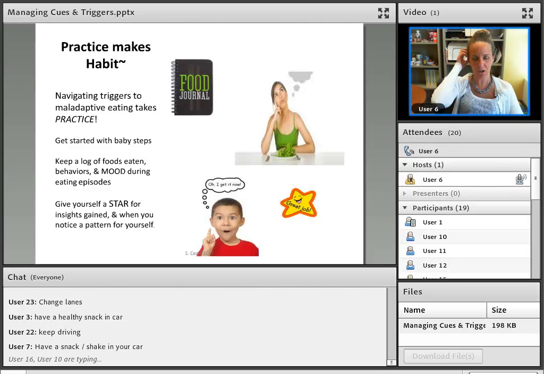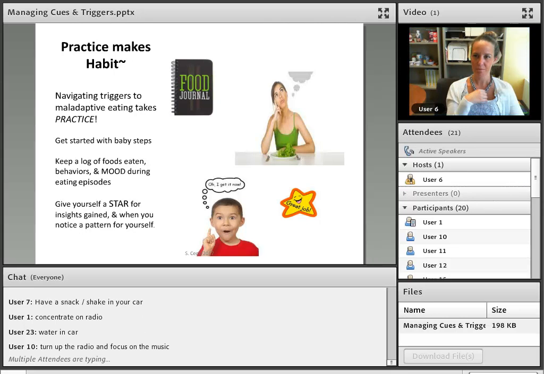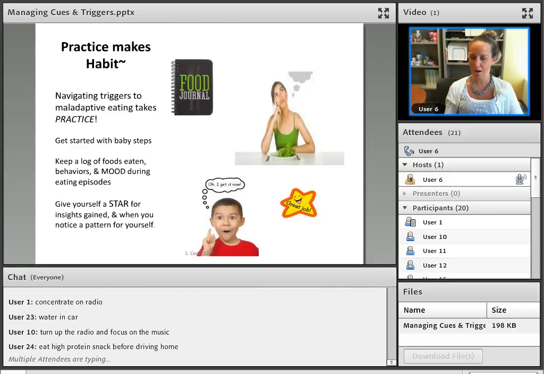Have a healthy snack in the car. Perfect. Concentrate on the radio. Water in the car. Great. So all kinds of self-care activities. Maybe talk on the phone and distract yourself so that you're not even noticing the fast food restaurants, that sort of thing. Maybe eating before you go. Eat a high protein snack before driving home. These are great. Okay, let me give you a new trigger.